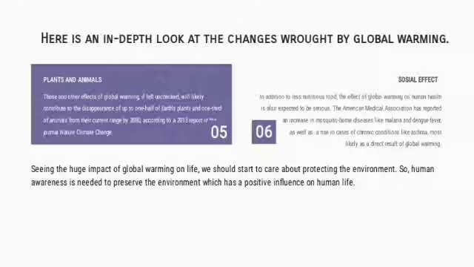Seeing the huge impact of global warming on life, we should start to care about protecting the environment. So, human awareness is needed to preserve the environment, which has a positive influence on human life. That was the explanation about the effect of global warming.